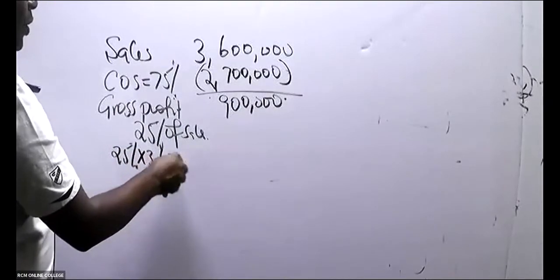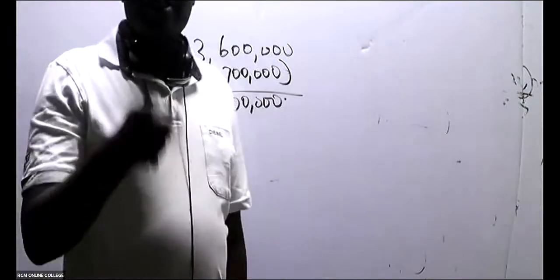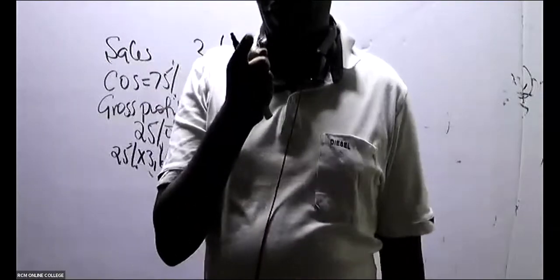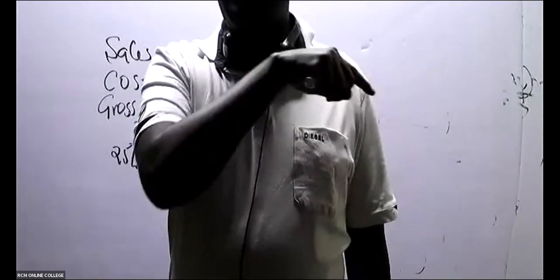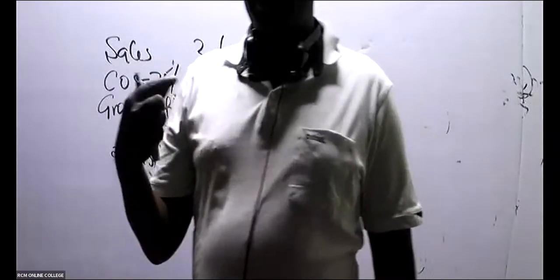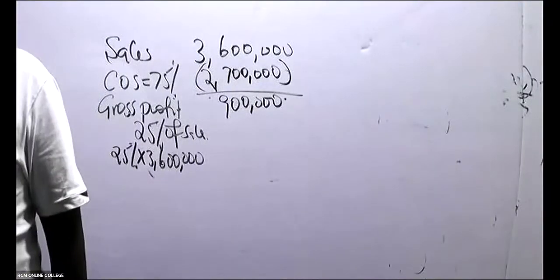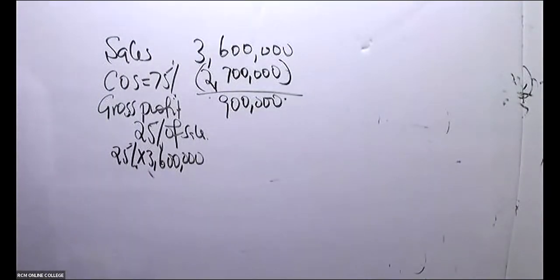You can try this, see whether you are getting this 900,000. Tell me whether you are able to follow what Mwalimu has done. Because whenever you are given gross profit margin, then you must compute this cost of sales, in whichever subject, even in financial reporting, whichever year.